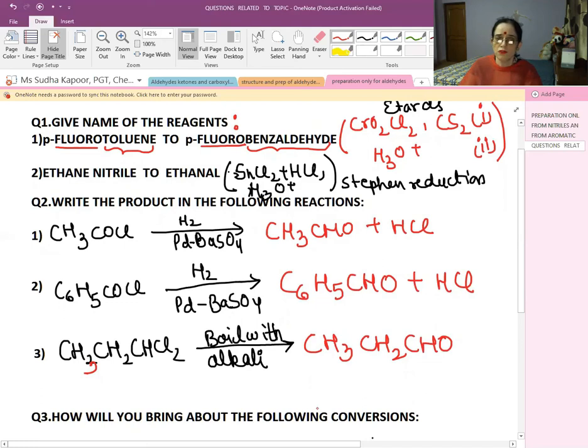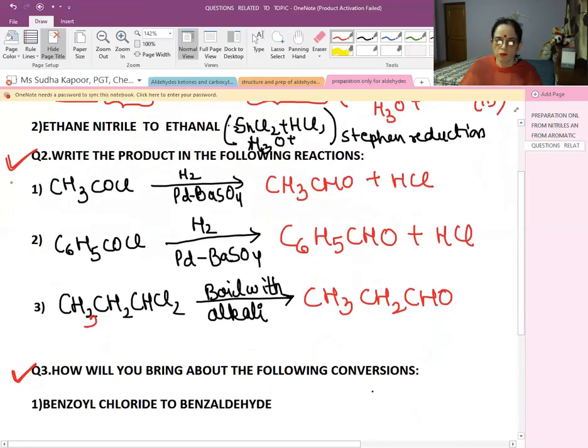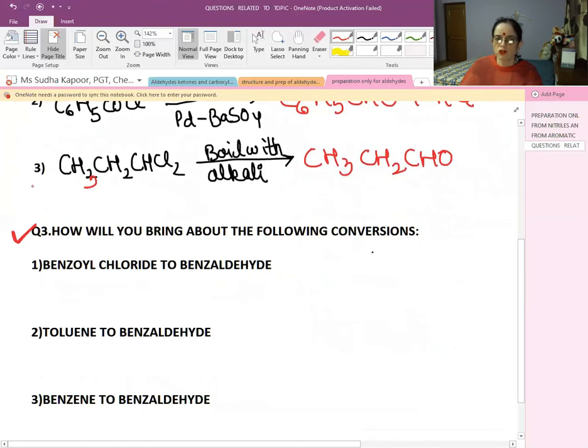Let us come to one more type of question, that is, how will you bring about the following conversions? So we have done three types of questions. One, give the name of the reagent. The second, complete the reaction. The third, how you will bring about the following conversion. Although the topic is the same, the questions are given in a variety of forms. So let us see this type of question also.